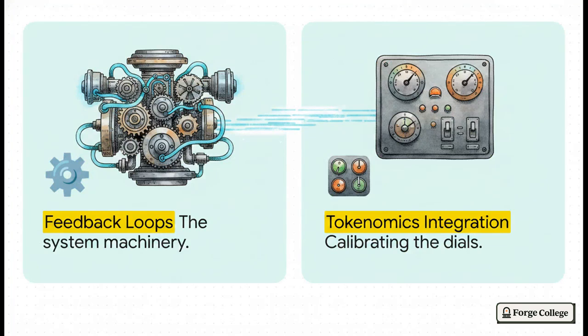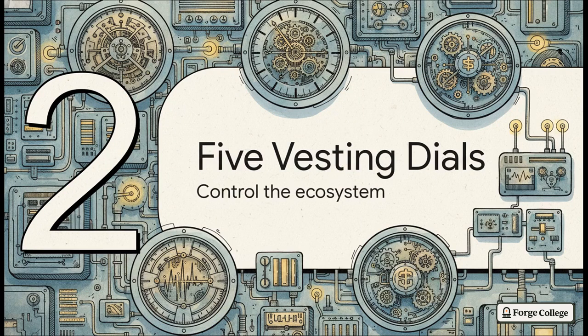Last time, we built the system machinery with those feedback loops. Basically, we built the engine itself. Today's focus is the actual tokenomics integration. This is where we sit in the driver's seat and physically calibrate the dials to achieve that crucial post-sale stability. Which brings us to Section 2, the 5 vesting dials.